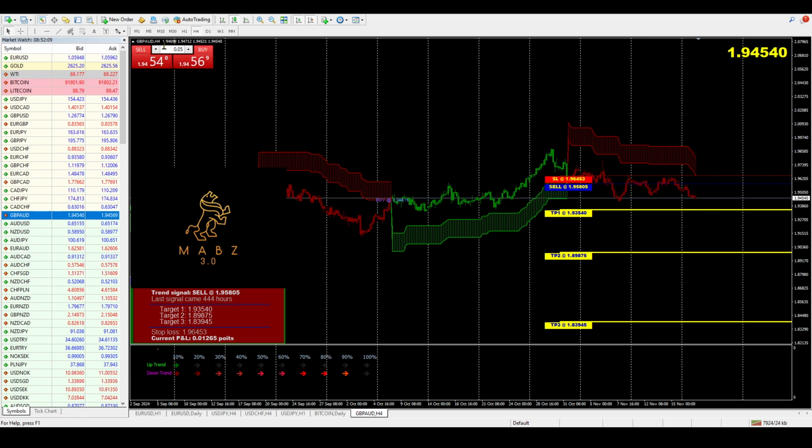As you can see, if we were to enter into this trade, I'm going to go in with a very low lot size because this is just for illustrative purposes only. We would open up a sell, and then we'd put our take profit at TP1, or TP2, or TP3. It's all up to you depending on how you want to trade. And then you put your stop loss at the stop loss level, just like that.